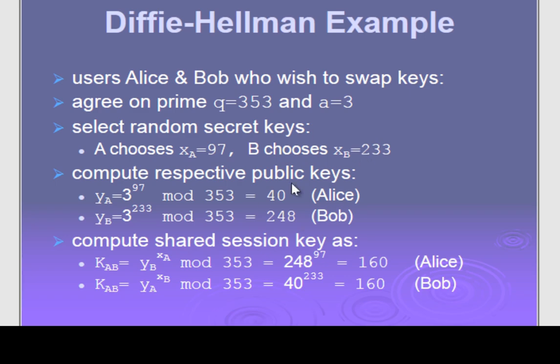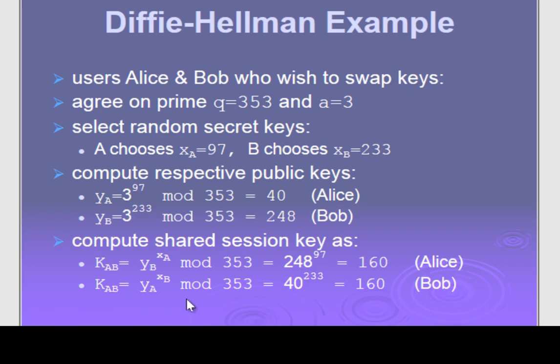Now each has both a private key and a public key, so we can generate the session key and distribute it. How does Alice get the session key? She uses the public key of B power her private key modulo 353. The public key of B is 248, the private key of A is 97, and so you get the value 160.